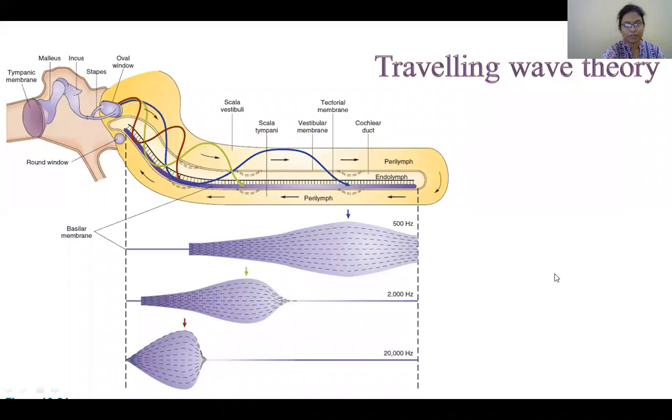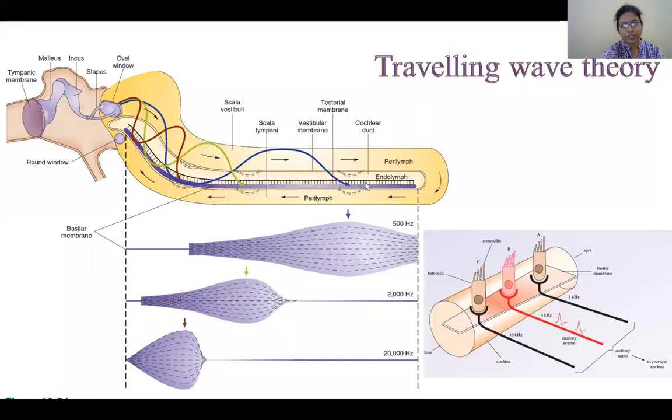So coming to traveling wave theory. Now here you see another diagram depicting the traveling wave theory. So this is a 20,000 Hertz wave, which gets completed here itself. If it is 2000 Hertz, it will travel a bit longer across the basilar membrane and end at this section. If it is 500 Hertz, it will travel a larger portion of the basilar membrane and end towards the apex. So depending on the frequency, the distance from the stapes varies.